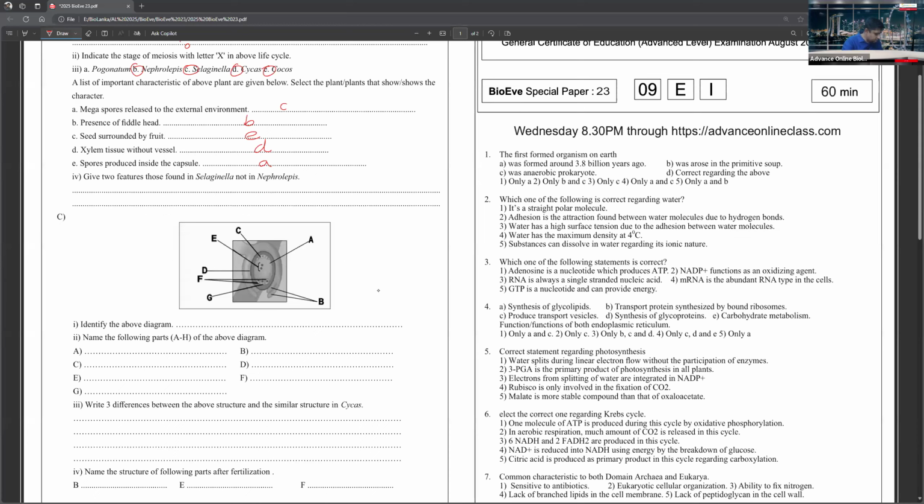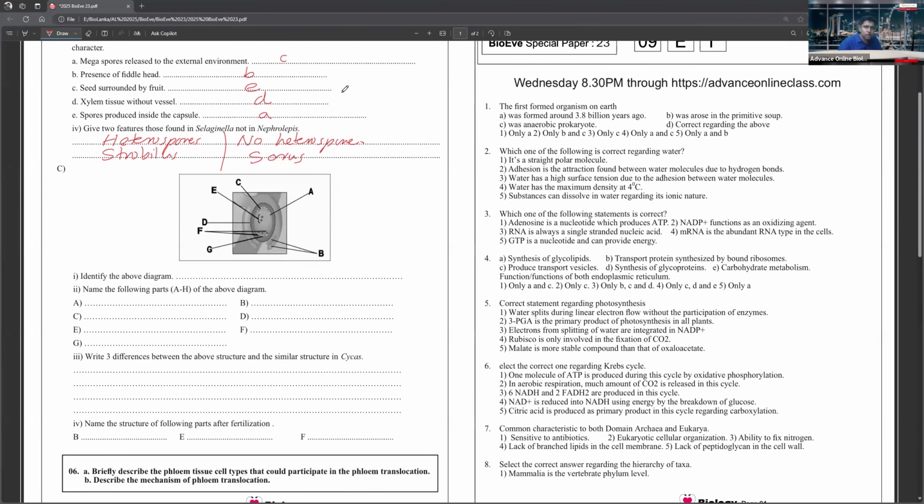What are you going to say, people? Heterospores. Selaginella has heterospores, Nephrolepis does not. Selaginella strobilus. This one, what do you call sorus? Nephrolepis sorus. Okay, you can write something like that.